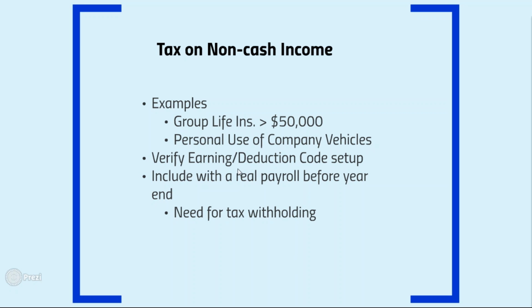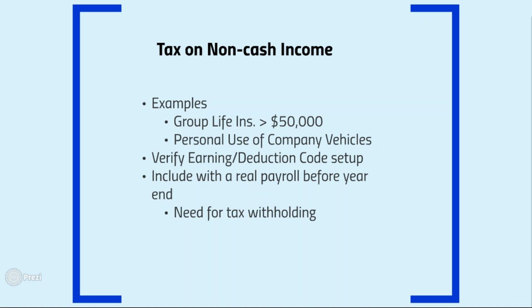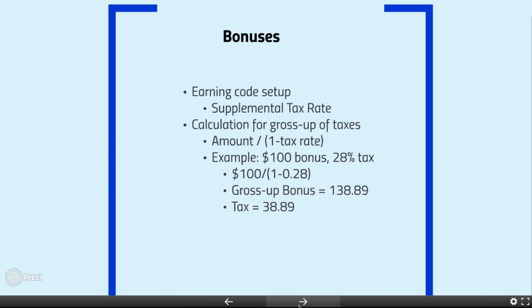So check the taxation to make sure that the earnings code is taxable and the deduction code is not a pre-tax deduction. Then the employee will have taxable income without receiving real income. But it's very important to do this with a real payroll before the end of the year. And the reason for that is because you need to have some payroll, some money for the employee to absorb that withholding. Otherwise, you may wind up grossing them up for this imputed income and you may not have expected to.